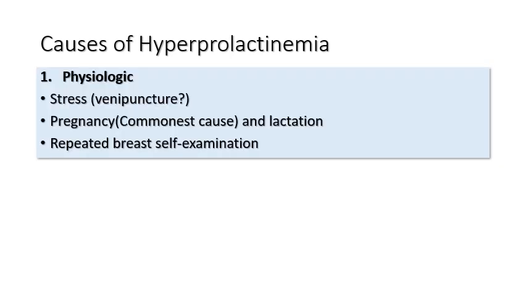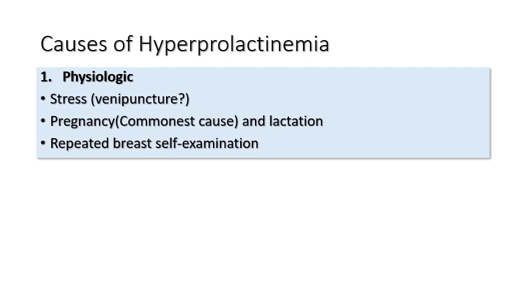Some of these causes are physiological, a physiological increase in prolactin level. Stress is actually an important stimulatory factor for prolactin release from the anterior pituitary gland, but it will be a minimal and trivial increase in the prolactin level. For example, needle and vein puncture or any stressful condition can result in some increase in the prolactin level.